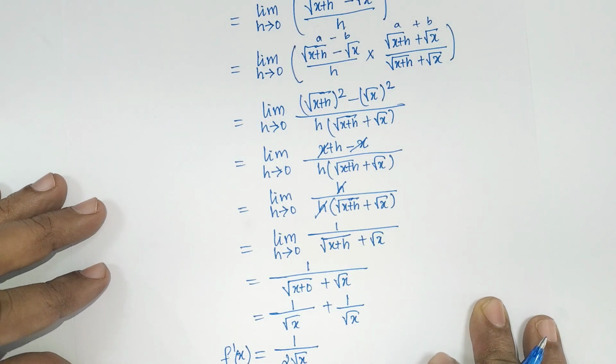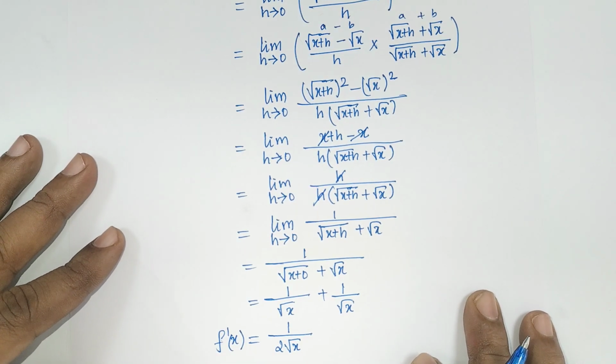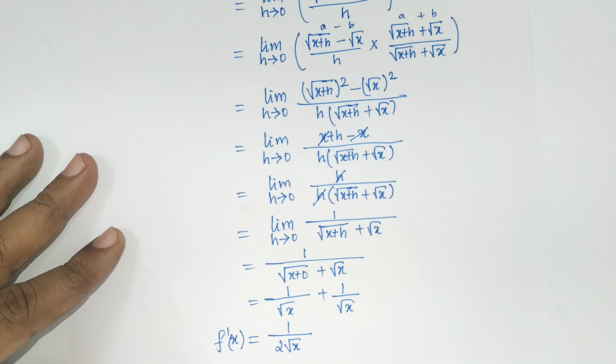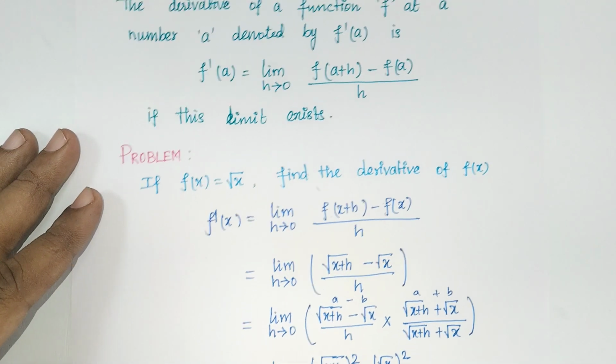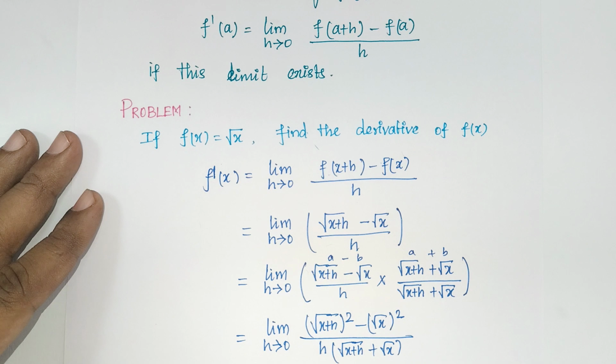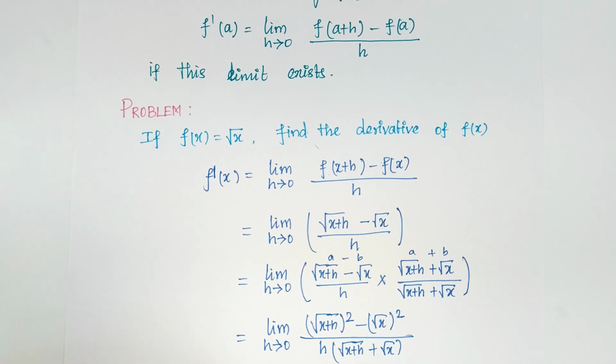So based on this problem, you will have lots of working examples. So try to solve those problems. Okay, refer the book. So this is the procedure for finding derivatives based on the formula f dash of a equal to limit h tends to 0 f of a plus h minus f of a divided by h. It's like a difference equation based on derivatives.